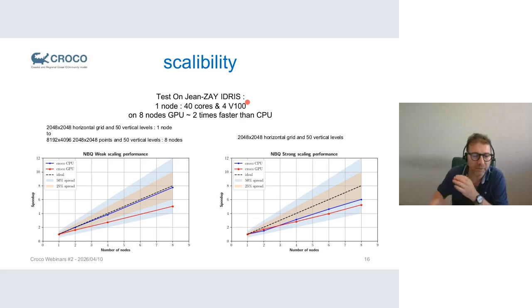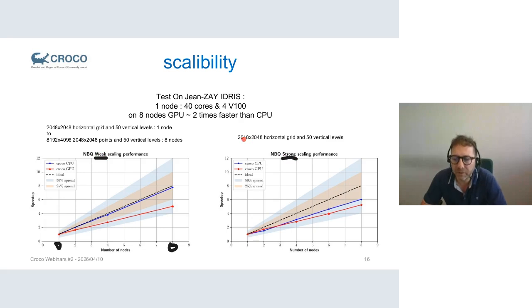We made the test from 1 node to 8 nodes. There are 2 tests, strong scalability and weak scalability. What we see is that the scalability is not as good on GPU as on CPU. As I said before, it is because of the MPI halo communication between GPU and GPU.